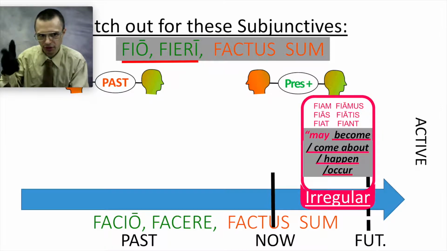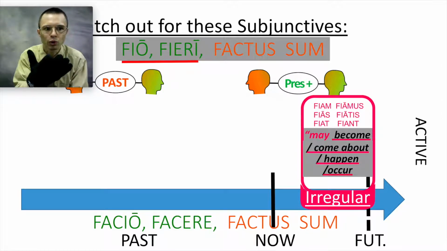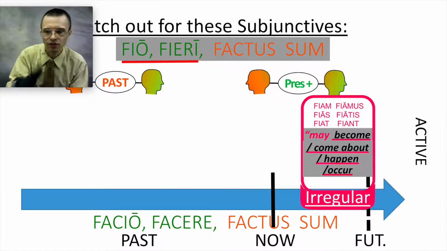So watch out in particular for this weird form, fio, fis, fit, fimus, fitis, fiunt. I become, you become, he becomes, we become, you all become, they become. It is commonly used in the subjunctive. Fiam, fias, fiat, like in the Lord's Prayer. Fiat voluntas tua. May your will, O God, come about.